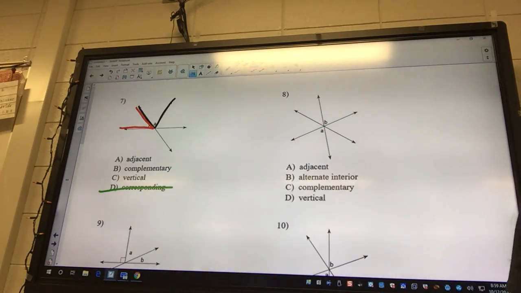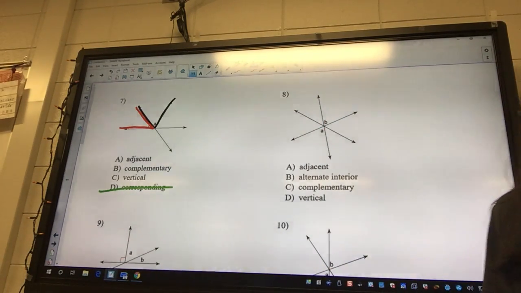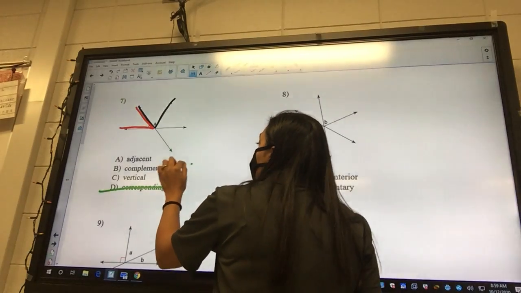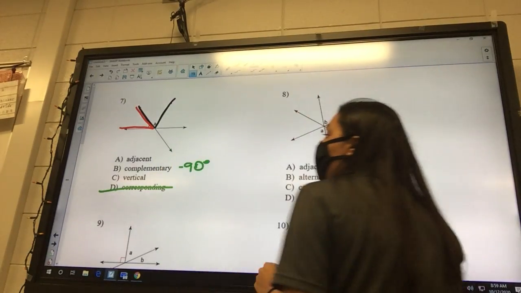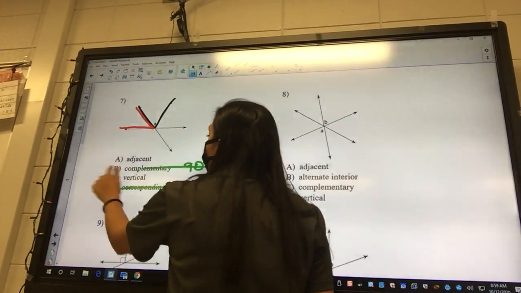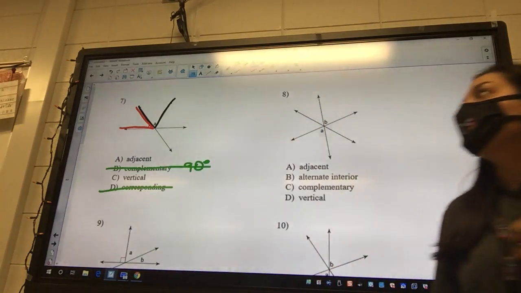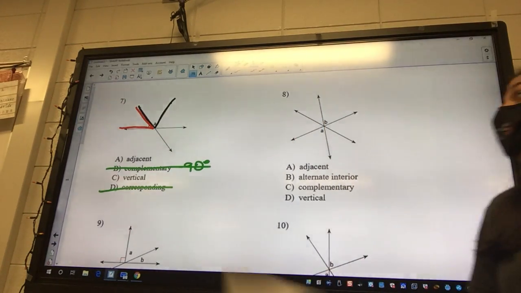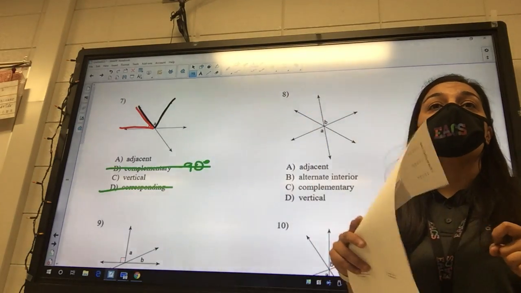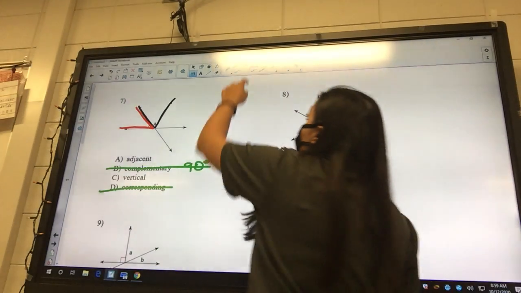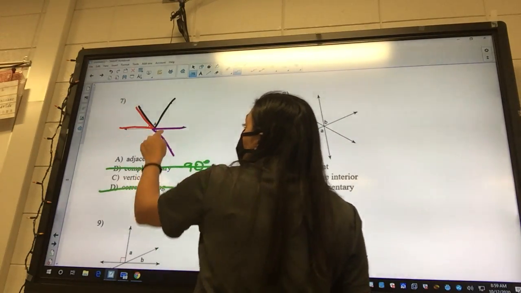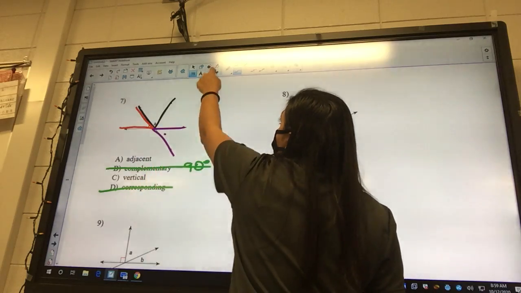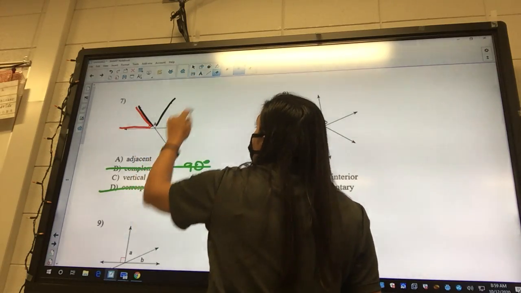Okay, complementary, how many degrees does that add up to? 90. So does this one look like it's 90 degrees? No. Okay, what about vertical? Are they vertical angles? What's a vertical angle? Opposite. So are those going in the opposite direction? Okay, if we have this one, those are opposite, the red and pink ones. Okay, what's our only other option?